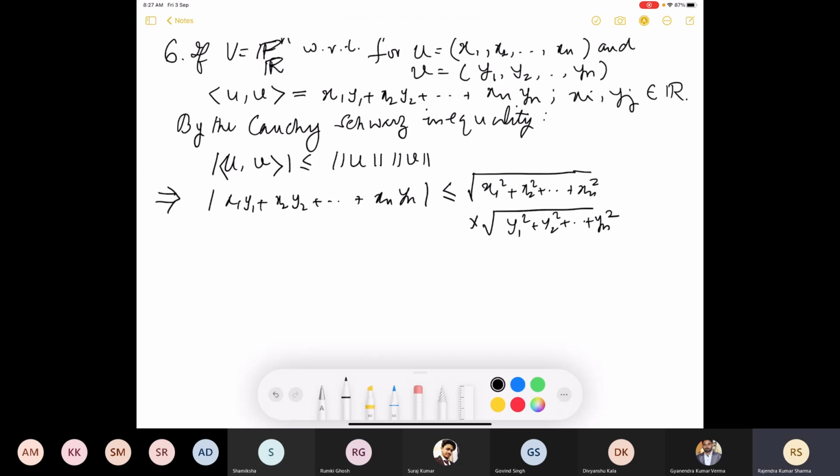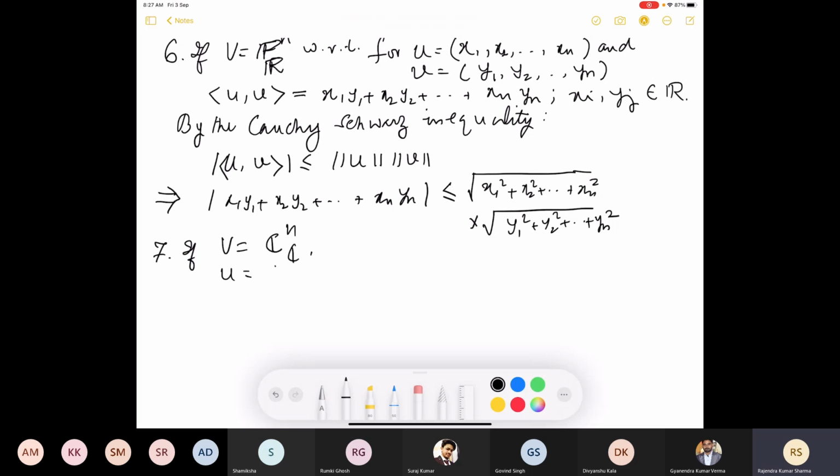So the square root of this. So the modulus of this will be... You can generalize this if V is Cn over C. In that case, what will be the case? So Cn over C, with respect to the inner product.